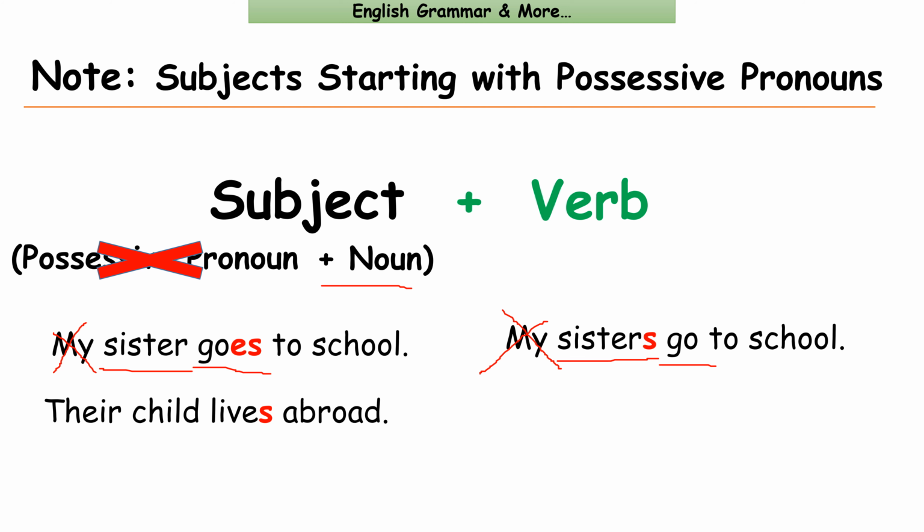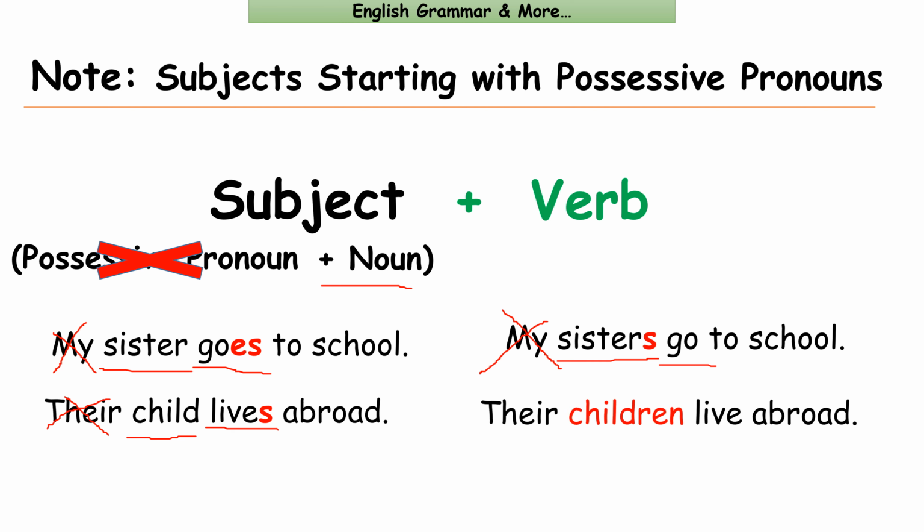Now, another example, their child lives abroad. Here, once again, we see the verb is for a singular subject. The reason is because the noun here is in the singular form, and this possessive pronoun played no role in determining the form of the verb. Now, compare this to this sentence. Their children live abroad. Here, the verb is for a plural subject because the noun here is in the plural form, children. And the possessive pronoun their played no role in determining the form of the verb.